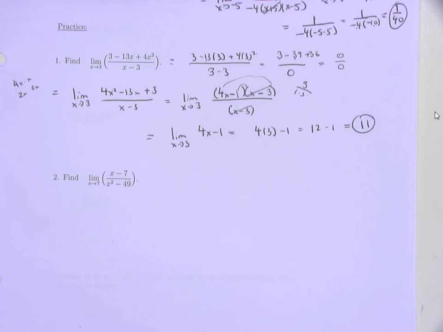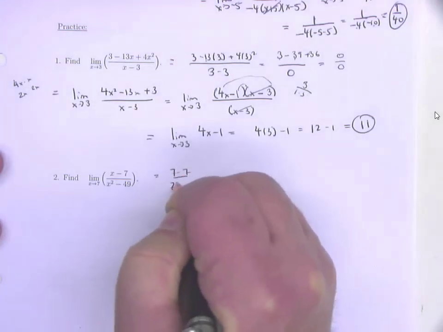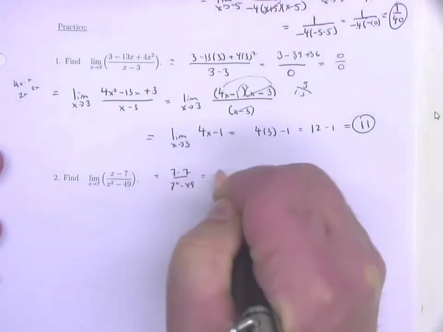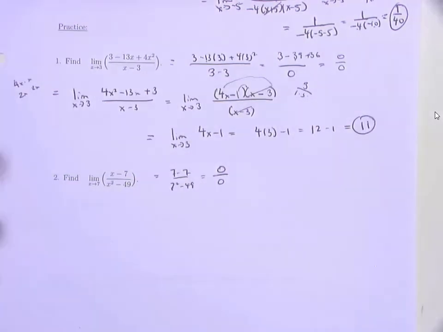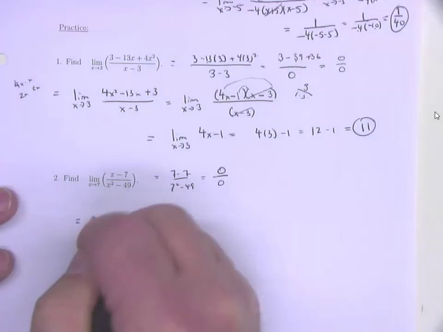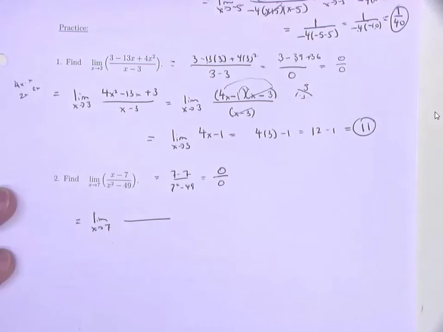Take the limit as x approaches 7 of x minus 7 over x squared minus 49. First rule of limits is plug it in. 7 minus 7 over 7 squared minus 49. 7 minus 7 is 0. 7 squared is 49, minus 49 is 0. Yep, one of these classic 0 divided by 0 cases. So this will be equal to the limit as x approaches 7 of, and I'm going to do algebra.